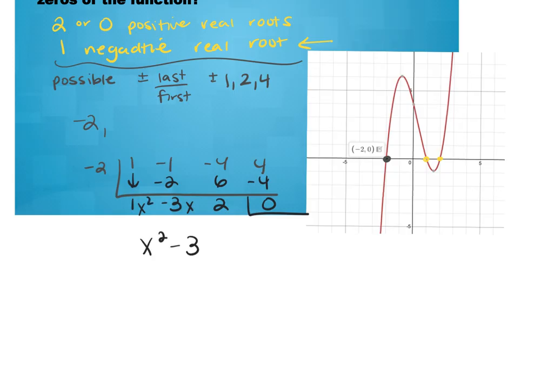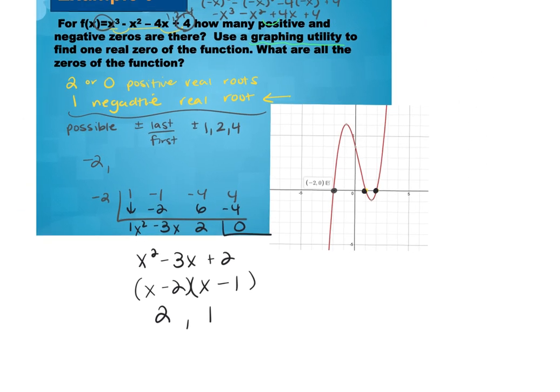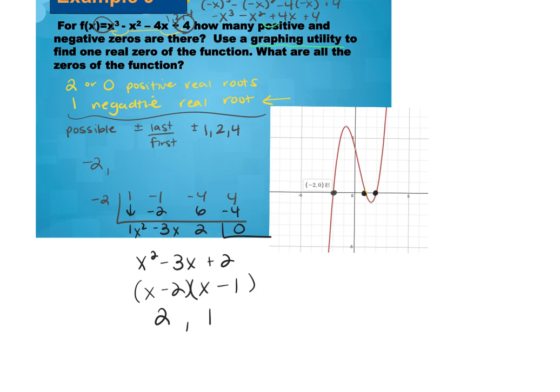And from x squared minus 3x plus 2, we can factor x minus 2 and x minus 1 to find our remaining 2 zeros, which are also reflected on our graph. So what are all the zeros? -2, +1, and +2.